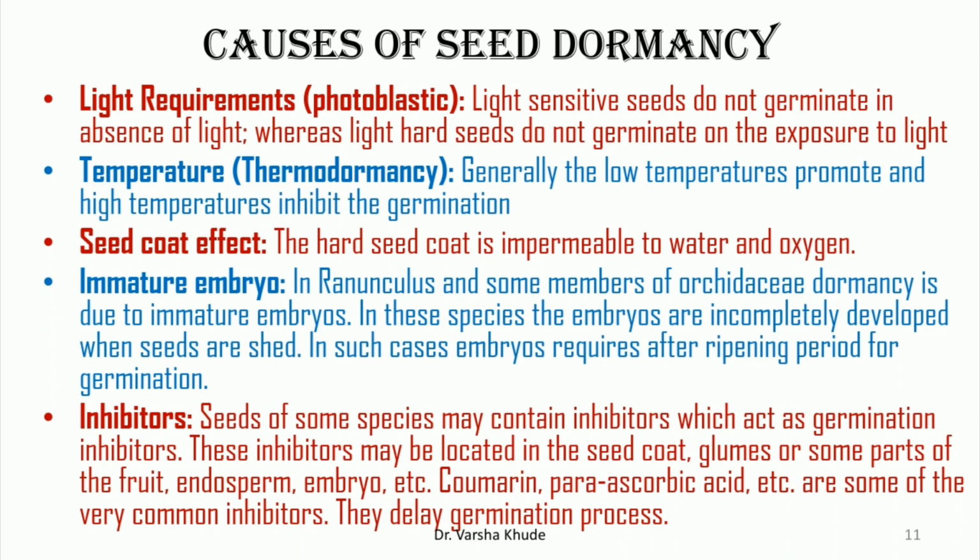Inhibitors. Seeds of some species may contain inhibitors, which act as germination inhibitors. These inhibitors may be located in the seed coat, glumes, or some parts of the fruit, endosperm, embryo, etc. Coumarin, parasorbic acid, etc. are some of the very common inhibitors that delay the germination process. On the contrary, KNO3, kinetin, and GA counteract these inhibitors and promote seed germination.